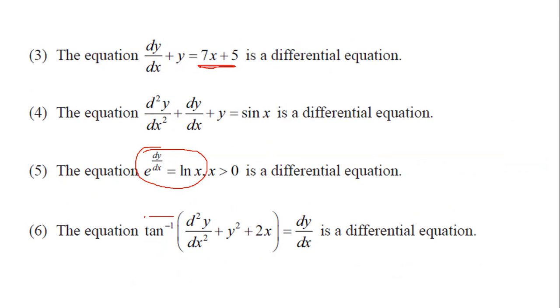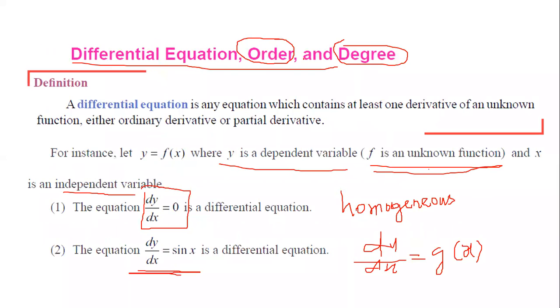Even in tan inverse, dy by dx can be there, so this is also a differential equation. In many types we can write the differential equation. The basic definition: the equation which contains one or more partial or ordinary derivatives is called the differential equation. So the equation contains three things: one is the unknown function, second is the dependent variable, third is the independent variable.